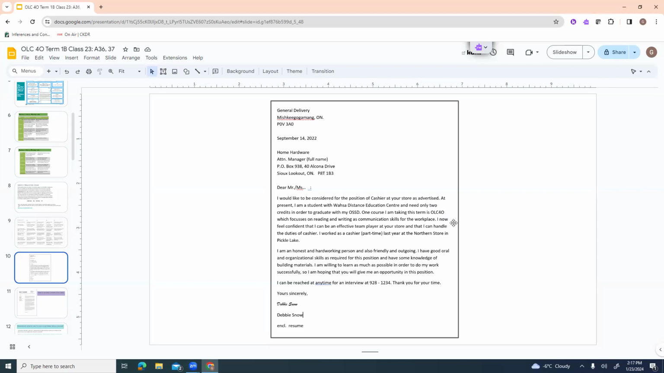I worked as a cashier part-time last year at the Northern Store in Pickle Lake. This would be a spot where I would list some of the things I did as a cashier, right? I opened the cash and made sure we had the correct amount. I closed the cash and was always within $10 of what we were supposed to have. Any other duties that you actually did at the job as a cashier, I would mention here so that they know, oh, okay, well, that's what we would want her to do too, right?